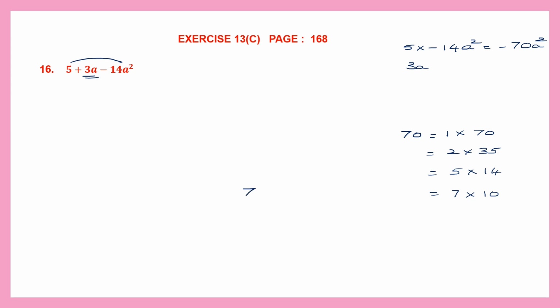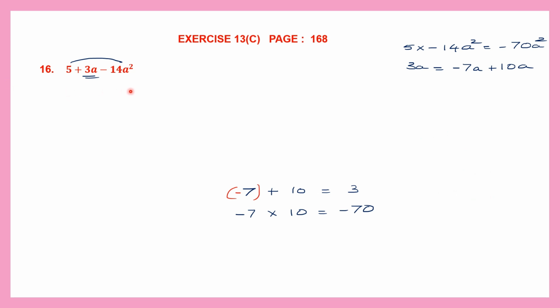Now, if I take 7 plus 10, I'll get 17. So let me change one of the signs. If I change the sign of the first one, that is minus 7 plus 10, what do I get? I will get 3. Now let me multiply these two: minus 7 into 10 is equal to minus 70. So I get 3 when I add and minus 70 when I multiply. So minus 7 and 10 are the two terms that I can split this 3a into. So this is equal to minus 7a plus 10a.